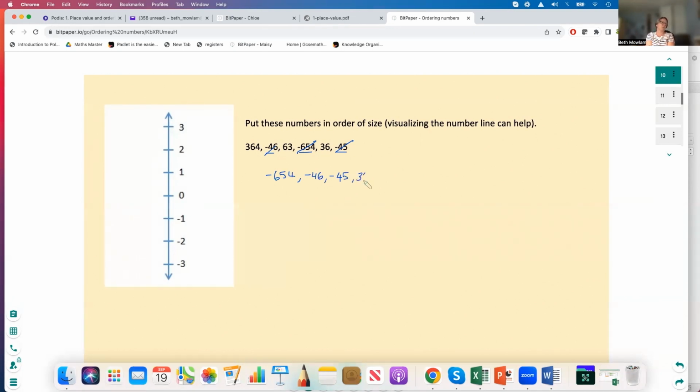So 36. If you want to, you can do your place value table to help you. I think you can probably manage on these numbers anyway. 63 and 364. And those are then in order of size. So with the negatives, all you've got to do is think whereabouts on that scale they are. I have put some questions on that you can practice after this session.